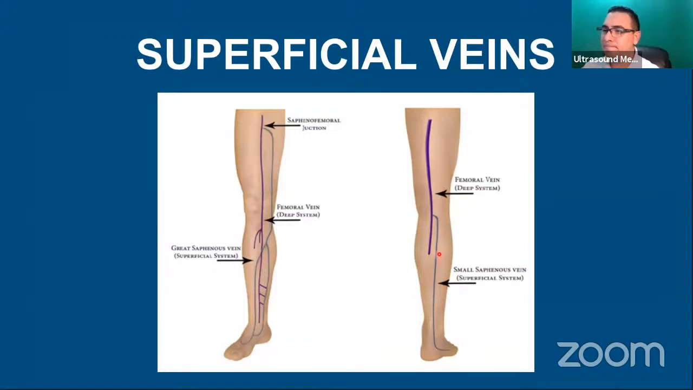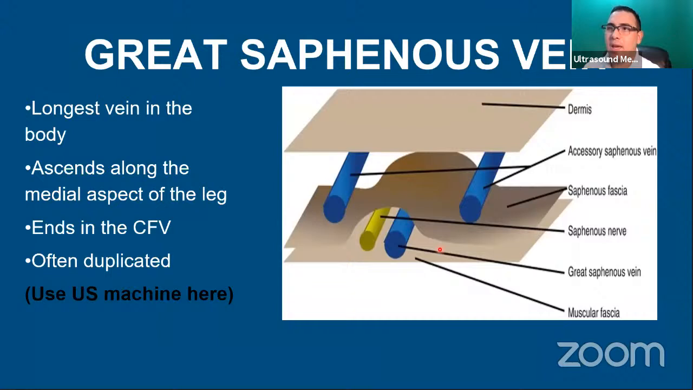So let's keep going in here. When you're scanning the great saphenous vein, most of the protocol we're just going to do in here. We also check the small saphenous vein. Darren is going to go into more detail about the protocol and the pictures that we take.